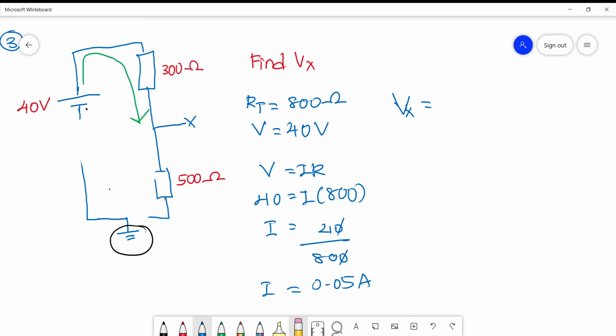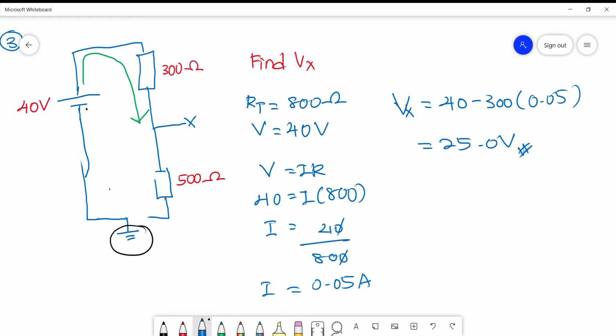Okay, so I'll start from here, from this battery to point X. So 40 minus 300 times 0.05. So this is our answer. What I get is actually 25 volts. So that's it for the electric potential at point X.